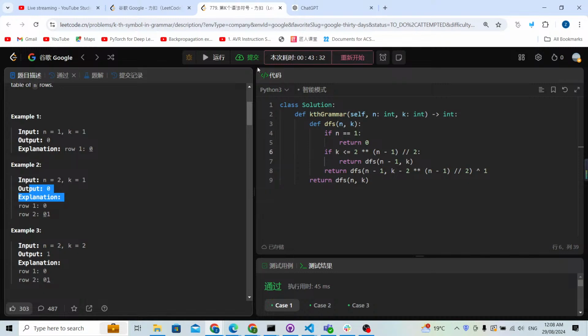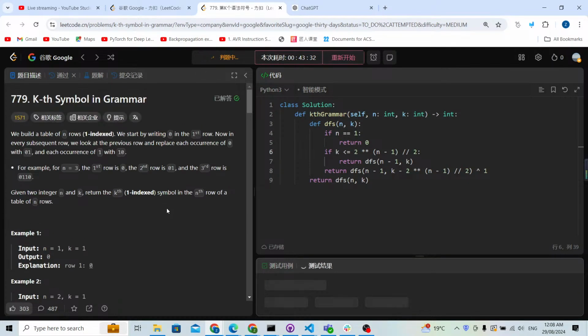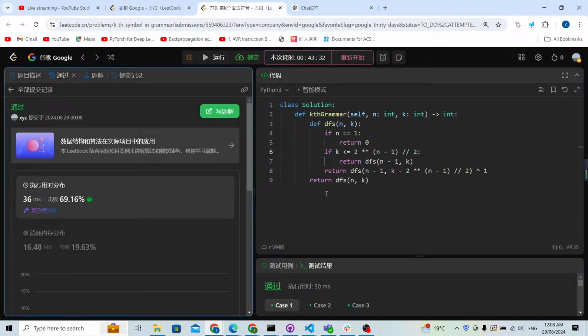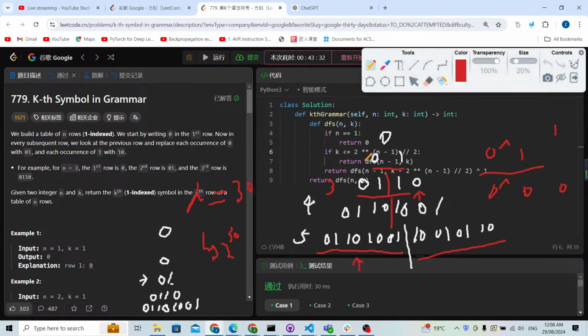Now let me just run it to check. As you can see, it works. Now let me just submit it. As you can see, it passed all testing cases, and it's pretty fast. Now let's just have a review.